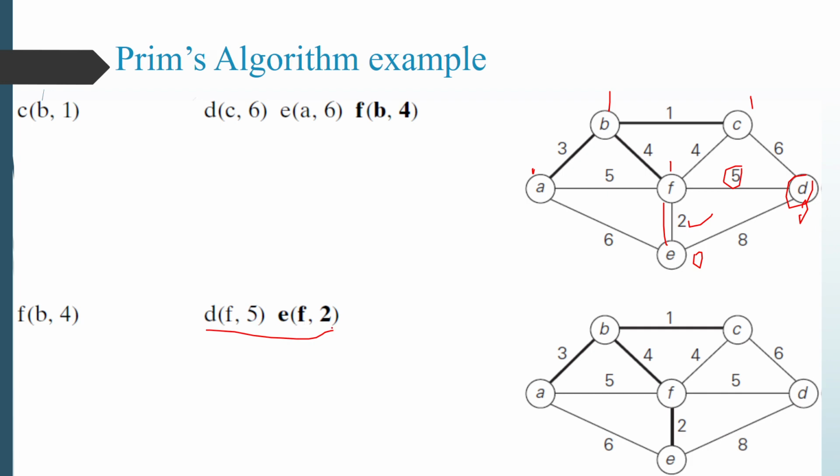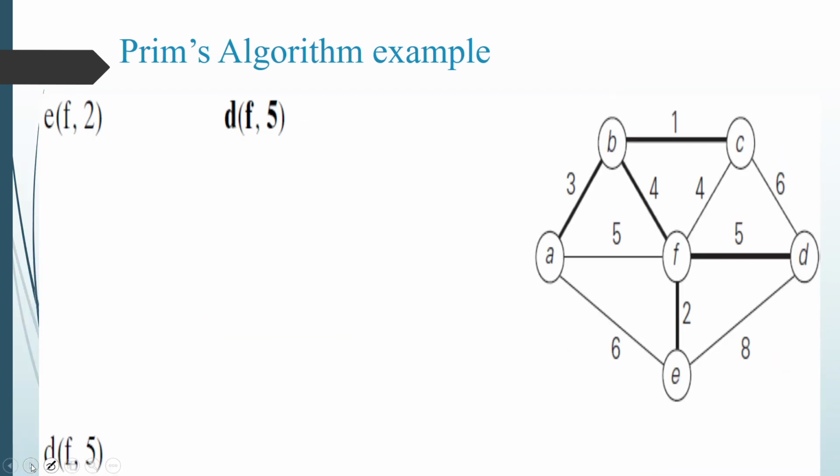So 5 and 2, the minimum is what? 2. So now you have to select this vertex to visit next. That one only you selected. That one you make bold now. So now, you have already visited A, B, C, F, and now you are visiting E. Whenever you visit a vertex, you list it in the first column.